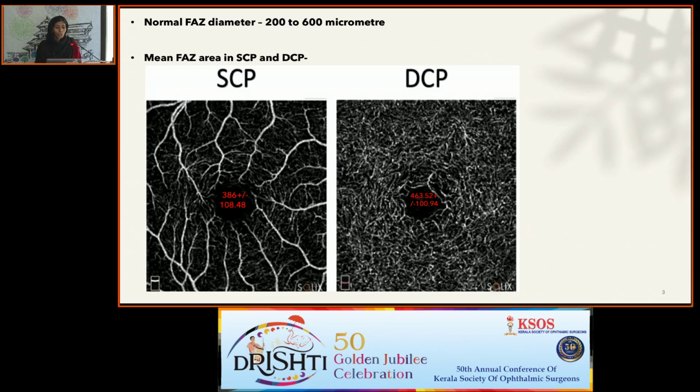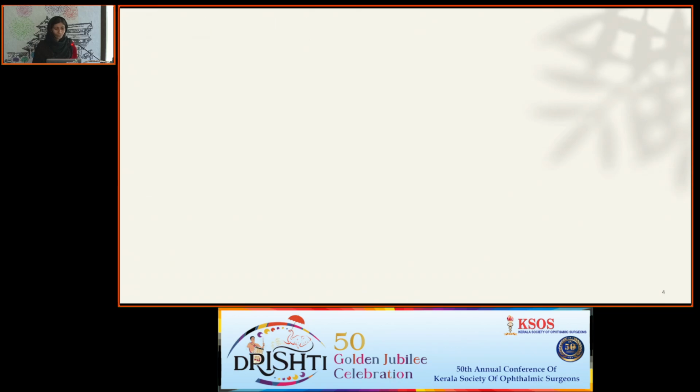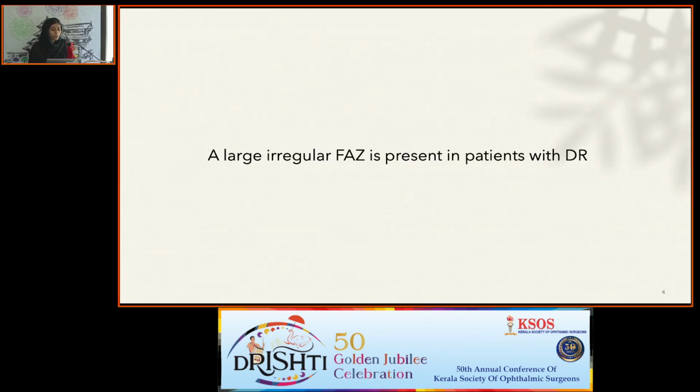Normal foveal avascular diameter varies between 200 to 600 micrometer. Mean foveal avascular zone area in the superficial capillary plexus is 386 micrometer square and in the deep capillary plexus is 463 micrometer square. Due to capillary occlusion, a large irregular foveal avascular zone is present in patients with diabetic retinopathy.